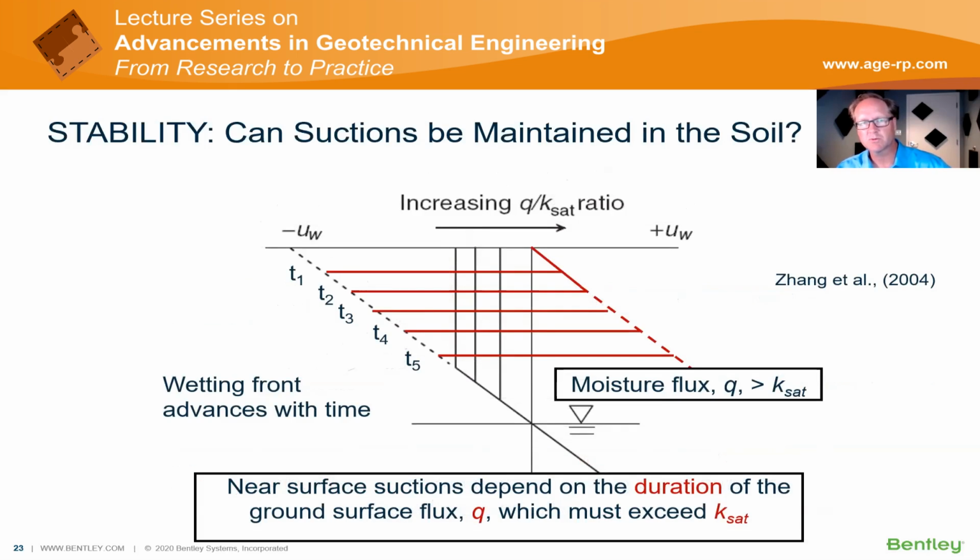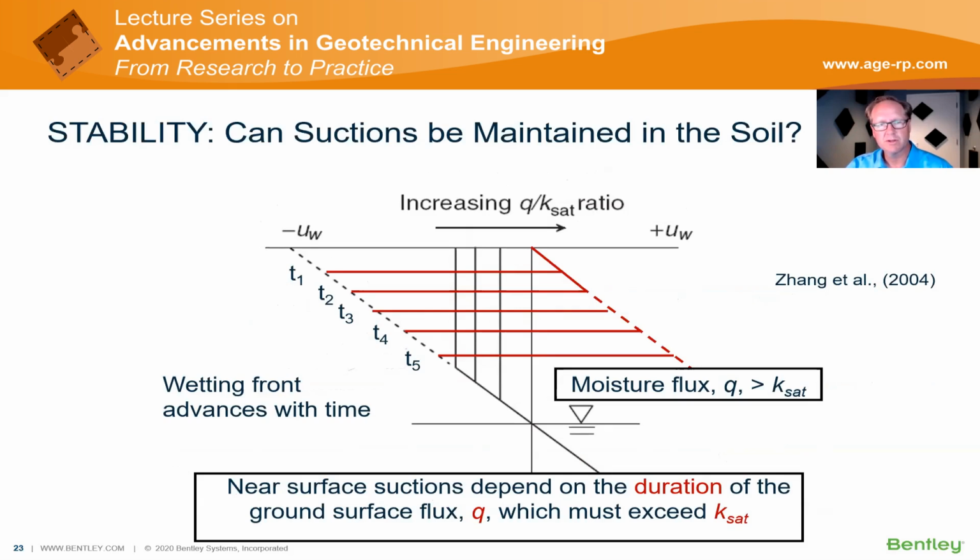Then there's the case where the flow into the model is higher than the KSAT. So it's higher than the ability of the soil to accept that moisture. And so what we have in this case is more the concept of a wetting front, where suctions are destroyed completely, but it takes time for this wetting front to go down through the soil.